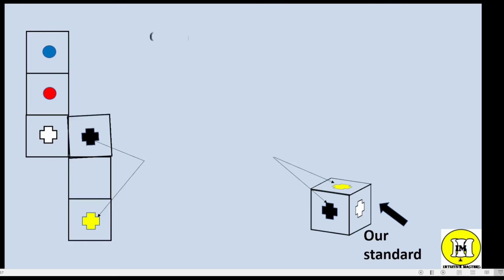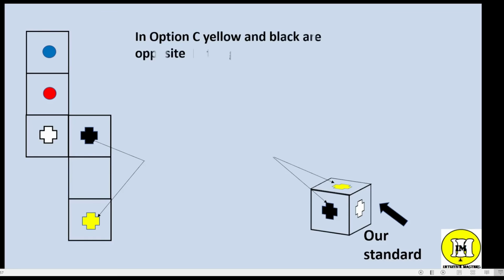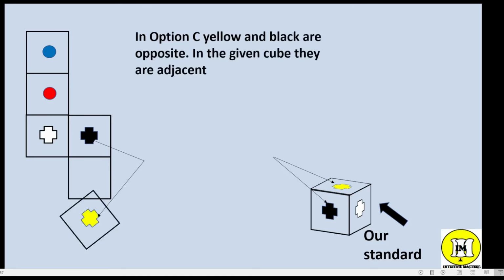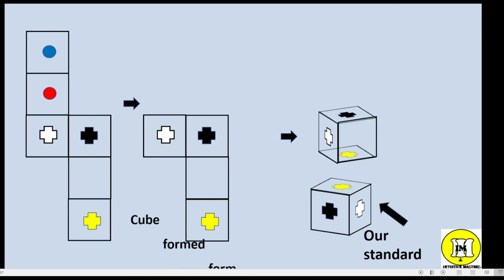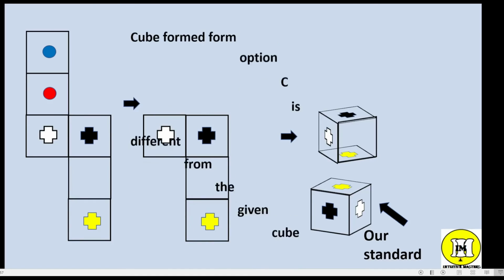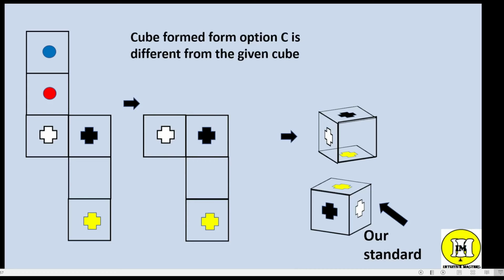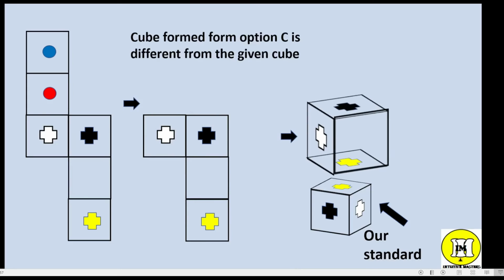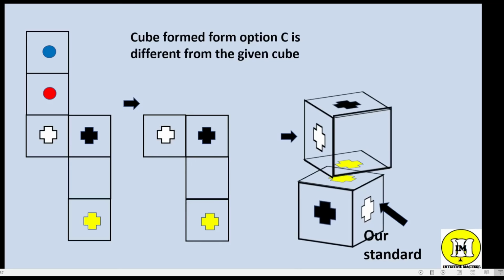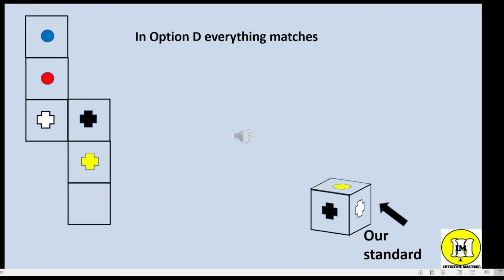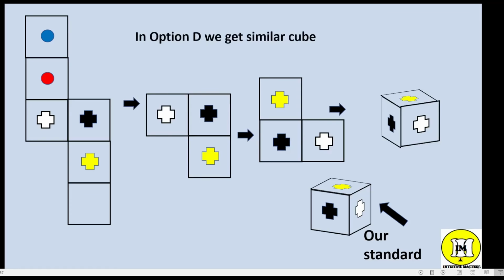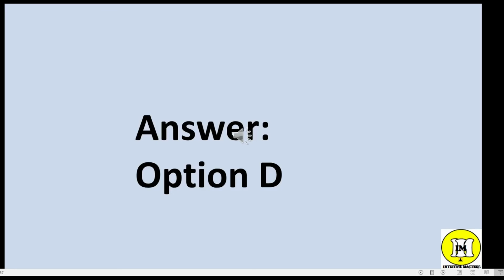In option C, yellow and black are opposite. In the given cube they are adjacent. Option C, the cube formed from the net is different from the given cube. In option D, everything matches. In option D, the cube formed from the net is identical to the given cube. Option D is the answer.